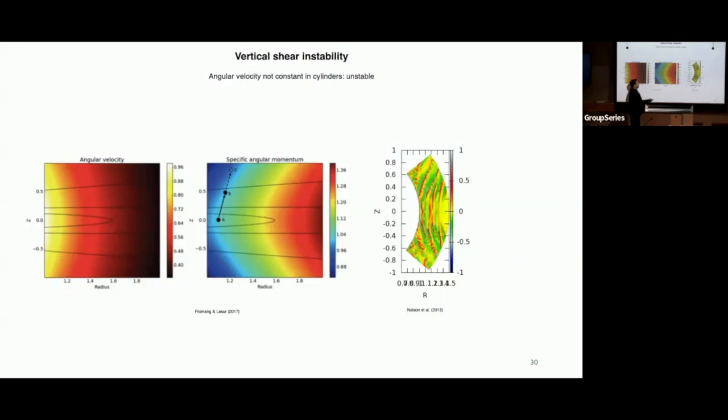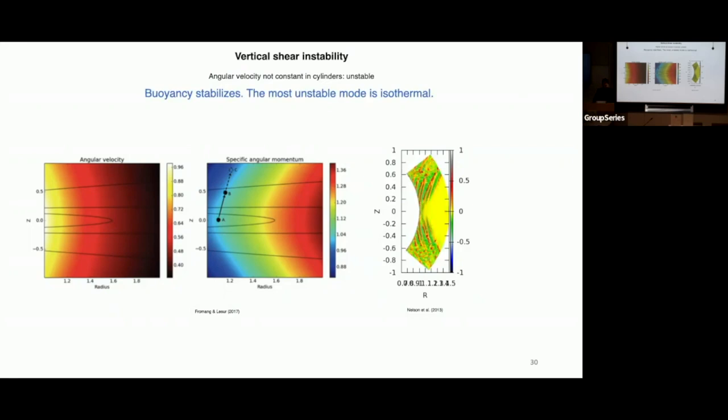As you start the calculation, you see this happening here. You see these fingers going through lines of constant angular momentum, right? If you have this gas parcel here at A and you move it to B, it's going to find itself in a region of lower angular momentum, and it will continue going on and on. So this is the vertical shear instability. It is triggered when you have a difference in speeds, so a shear in the vertical direction.